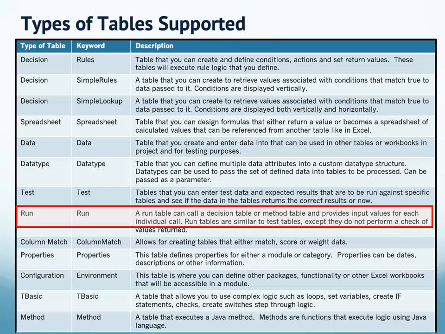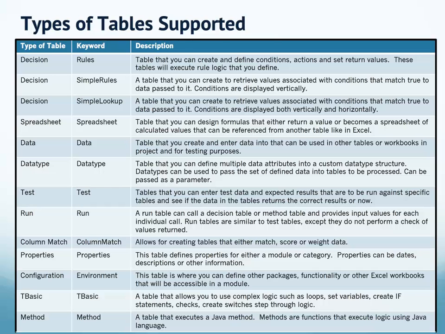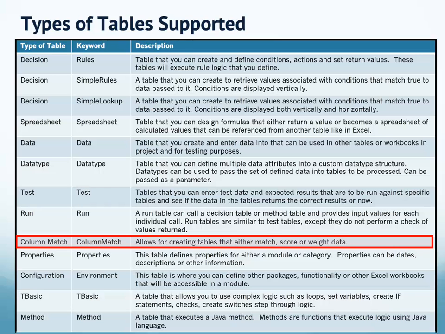We also have run tables that can call a decision table or method table and provides input values for each individual call. It's kind of similar to the test table, except they're not performing any checks of what the return value would be. Then you have the column match type table, which allows you to create tables that either match, score, or weight data.